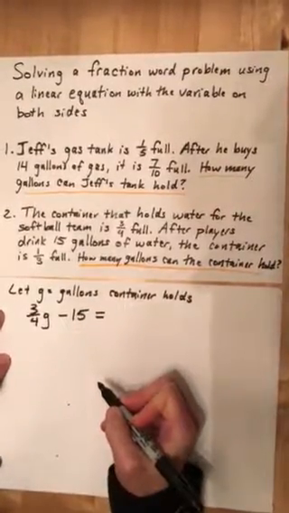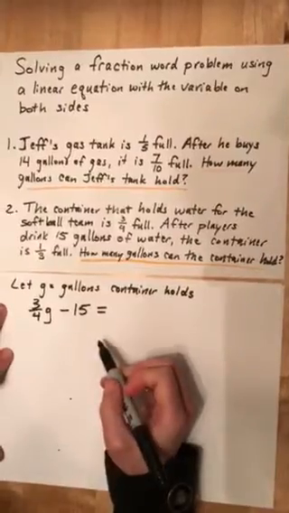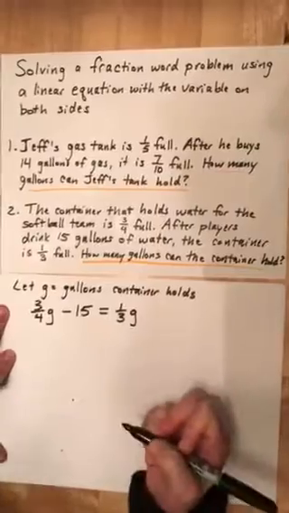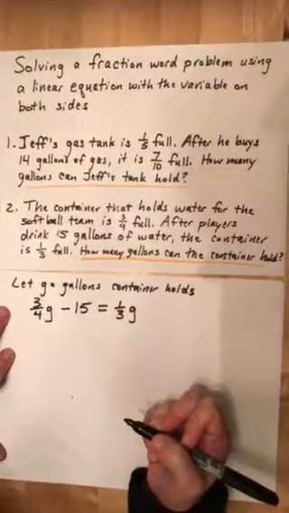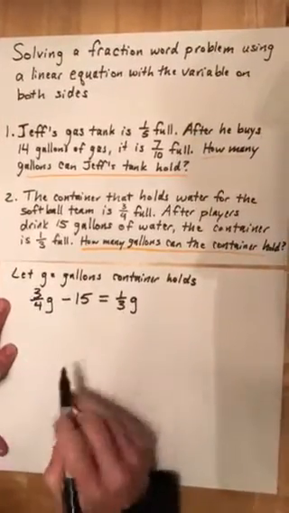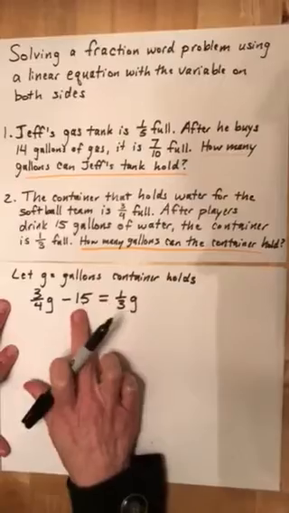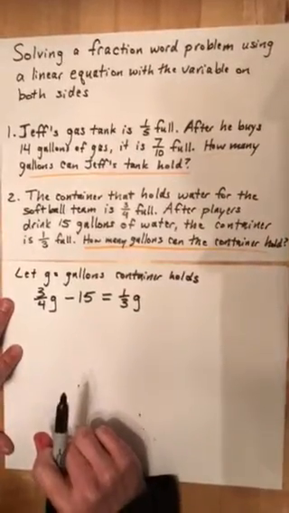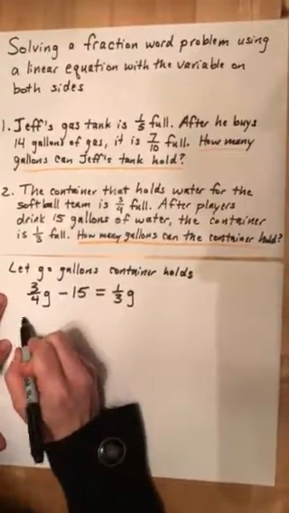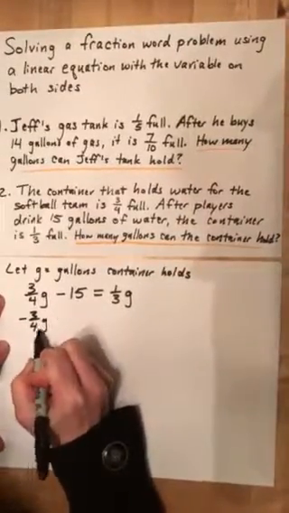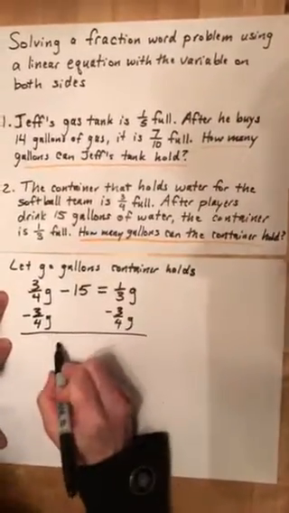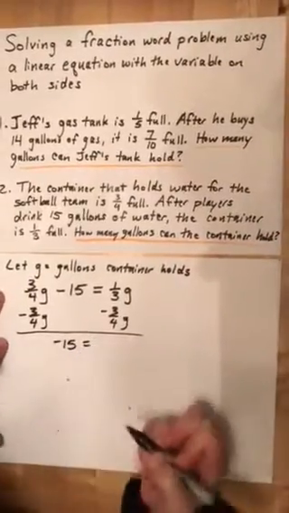And now what do we have left? It says the container is 1/3 full. So it contains 1/3 of, or times, the gallons that it could hold. Okay, so I'm going to move this 3/4 G to the other side of the equation. Notice that that will leave me with a negative 15, and that's okay because I actually will probably be getting a negative on that right-hand side as well. So let's subtract the 3/4 G from both sides. Okay, that would leave me with negative 15 on the left-hand side.